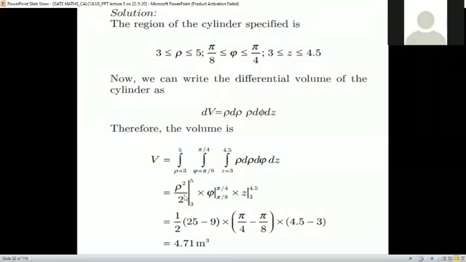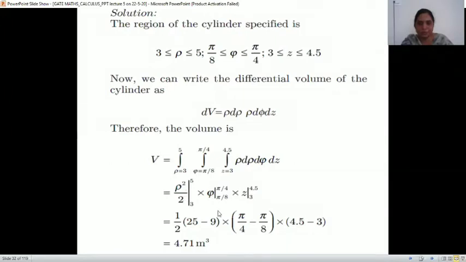Then integrating, we get rho square by 2 into, these we can find integration separately. So rho square by 2, but rho is varying from 3 to 5. So 3 to 5, into integration of d phi, which is phi, from pi by 8 to pi by 4, into dz, that is z, from 3 to 4.5. And writing the upper and lower limits, we'll get the answer 4.71.